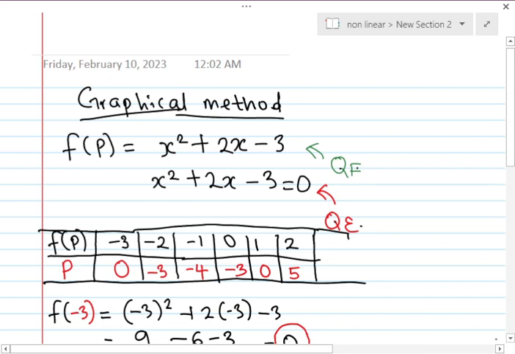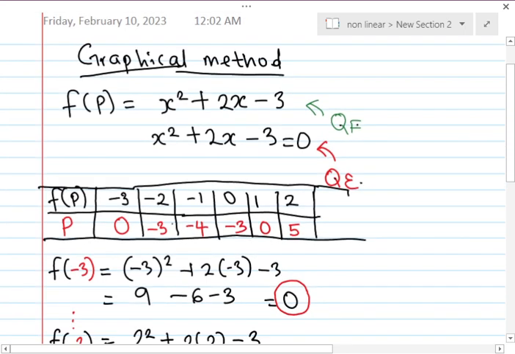From this table, after solving, you can get to know the one that is your root. This is the root because it has a 0 here, and this is the root.